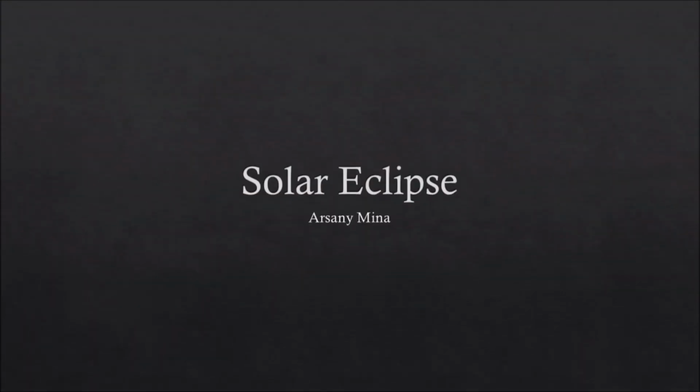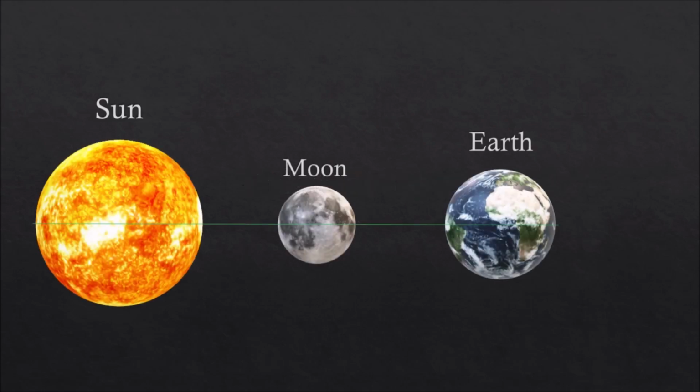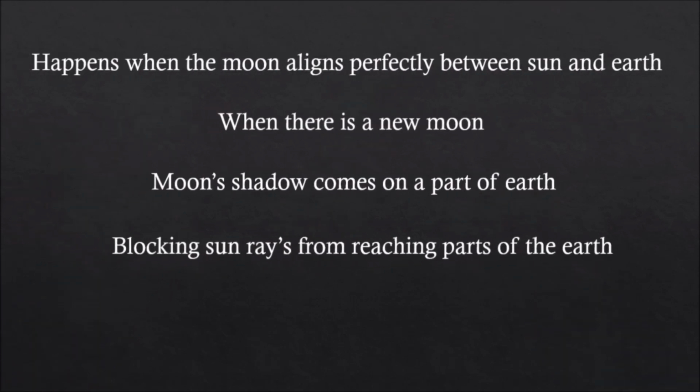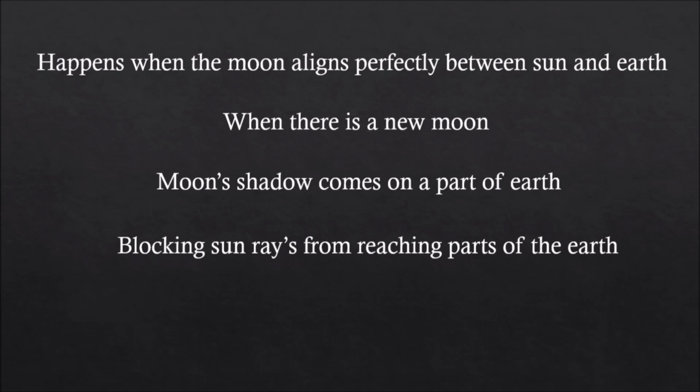So right now we're gonna explain the solar eclipse. So first things first, we have the sun, moon, and earth. The solar eclipse is when the moon is exactly between the sun and the earth. Okay, so now this happens when the moon aligns perfectly between the sun and the earth. And also it happens when there is a new moon from all the moon phases. And the moon's shadow comes on a part of the earth.